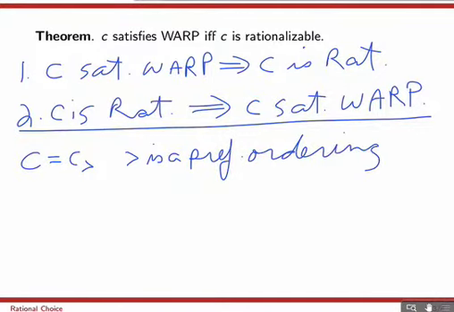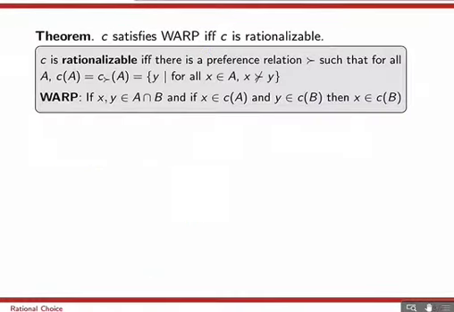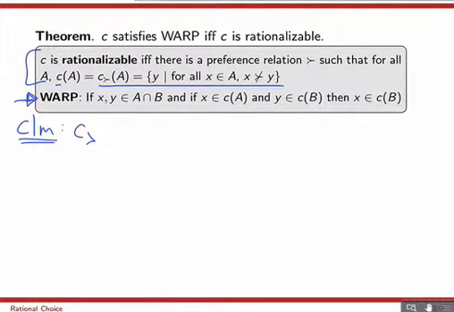So if that's the case, in order to prove that if C is rationalizable, then C satisfies the weak axiom of revealed preference, we simply need to show that the derived choice function satisfies the weak axiom of revealed preference. So this is what we'll do on this slide here. To remind you, if C is rationalizable, then C is equal to this derived choice function, and this is the weak axiom of revealed preference. Our claim is simply that this derived choice function satisfies the weak axiom.